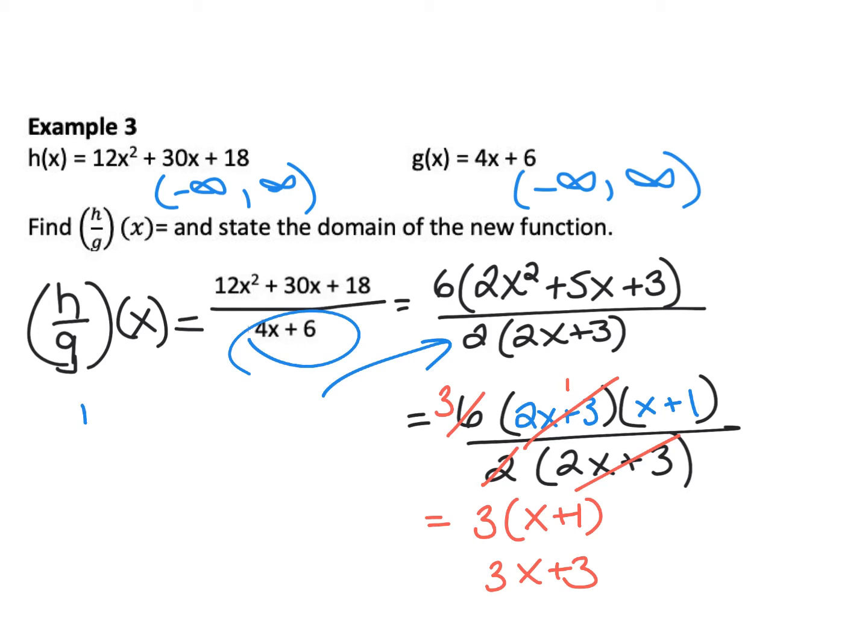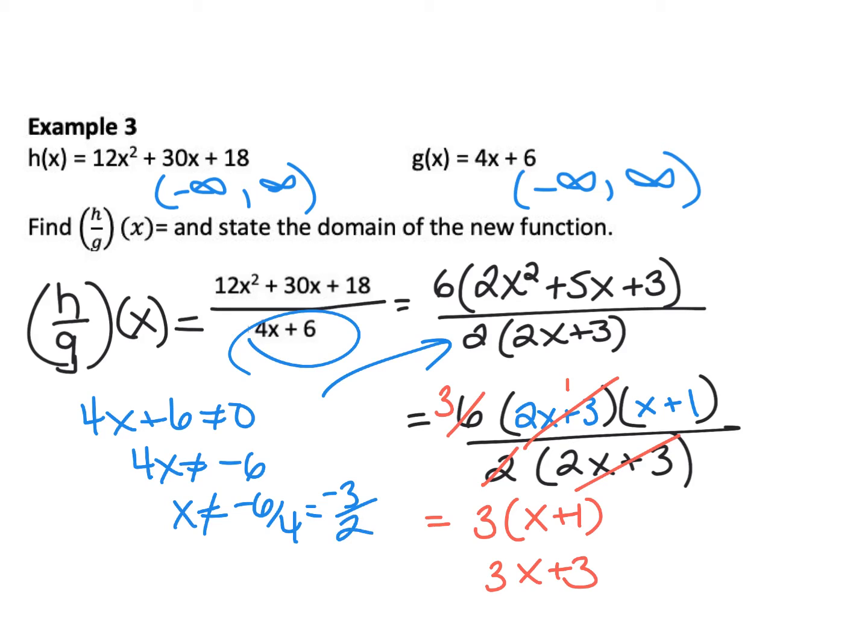So I could just take this original one, say 4x plus 6 can't be 0. Divide by 4. So negative 3/2 is excluded from my domain. So here it is. Oops, I dropped my union sign. Negative 3/2 to positive infinity. All right, hope you got that one right.